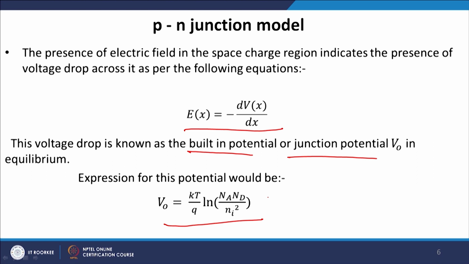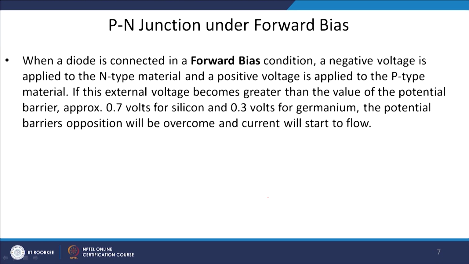One can derive an expression for this built-in potential, but we will skip it here. Now, what will happen if we apply some external voltage to this PN junction? I can apply the external voltage to this PN junction in two different ways.